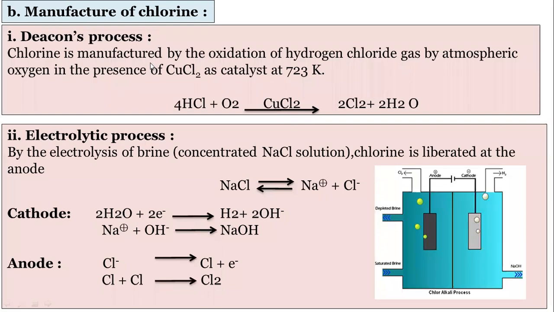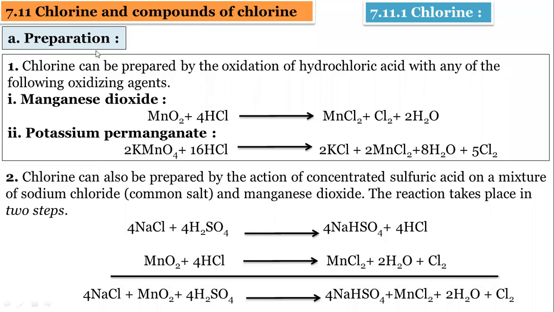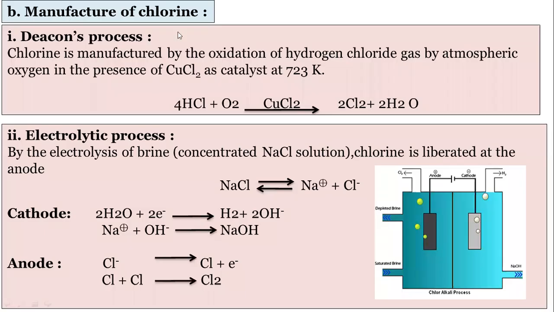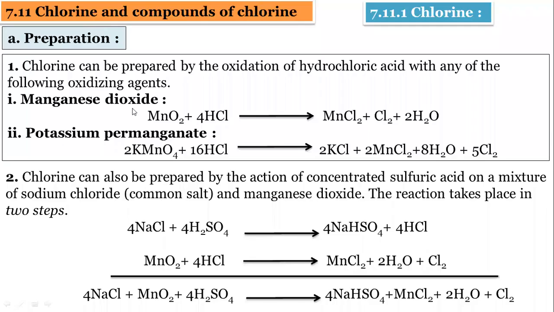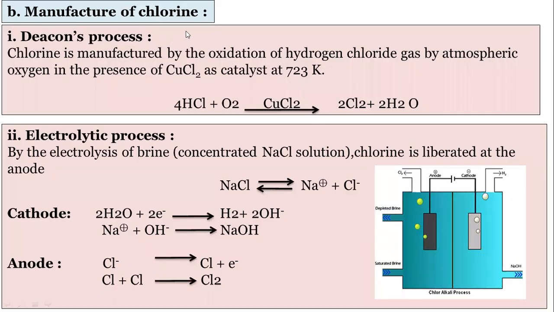There is a difference between preparation and manufacture. Remember, manufacturing means for the industry. For the industrial method, the word manufacture is used, and the word preparation is used for the laboratory. Remember, the preparation of chlorine is different and the manufacture of chlorine is different. For the manufacture of chlorine, 2 methods are given in your textbook.